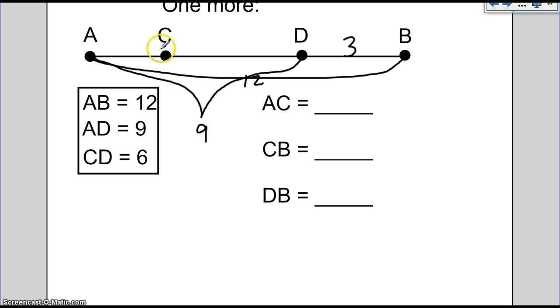And I know from C to D is 6. Wait, if I know C to D is 6, then I know from A to D must be 3. So when they ask me, how far is A to C? I say 3. How far is C to B? I say 9. And how far is it from D to B? I say 3. Okay?